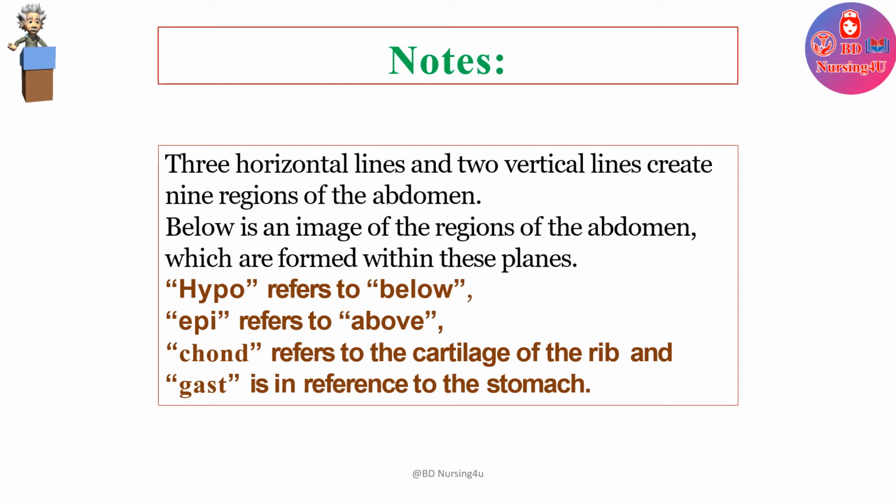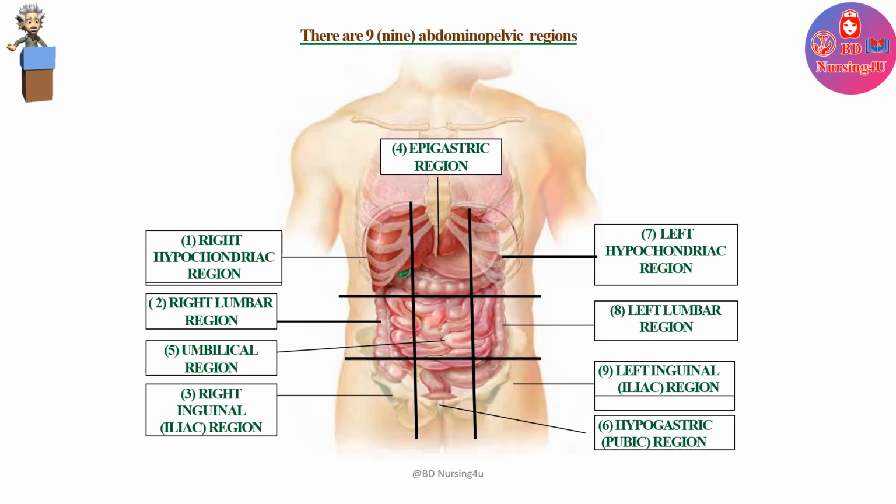Hypo refers to below, epi refers to above. Chondro refers to the cartilage of the rib and gastric is in reference to the stomach. There are 9 abdominopelvic regions.